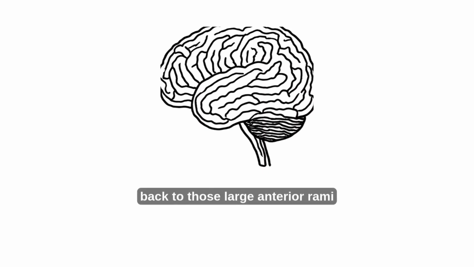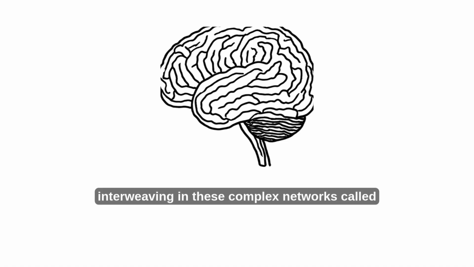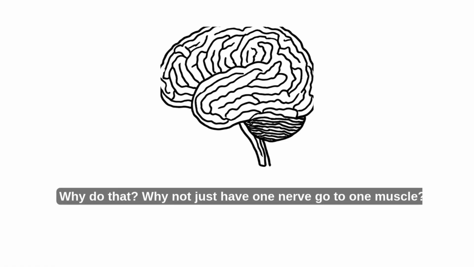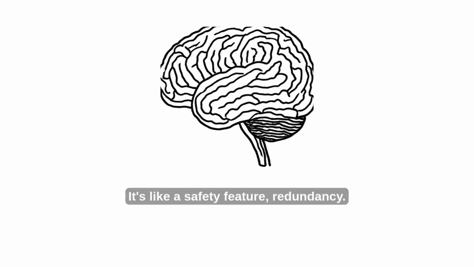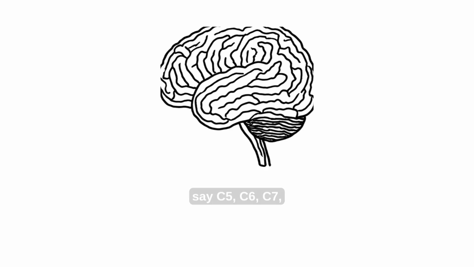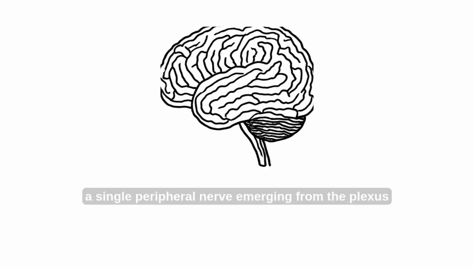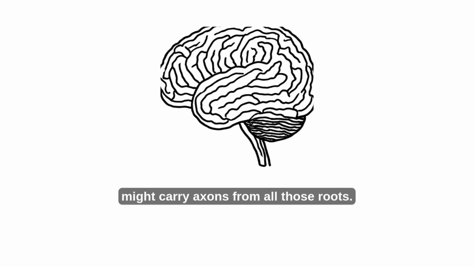Now, back to those large anterior rami that supply the limbs and trunk wall. You said they form networks? The nerve plexuses. Yes. Instead of just running straight out, the anterior rami from adjacent spinal levels braid together, interweaving in these complex networks called plexuses. Why do that? Why not just have one nerve go to one muscle? It's like a safety feature, redundancy. By blending fibers from multiple spinal levels, say C5, C6, C7, a single peripheral nerve emerging from the plexus might carry axons from all those roots.